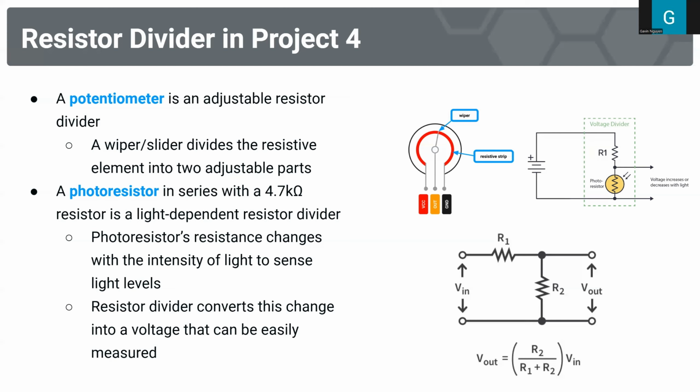The reason why we want to do this is because the photoresistor's resistance is going to change with the intensity of the light. And we want to use this to sense the light levels for our sundial. And the resistor divider in project 4 is going to convert this change into a voltage that is going to be easily measured by the ESP32.